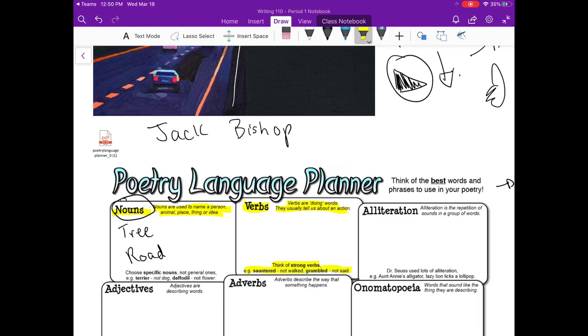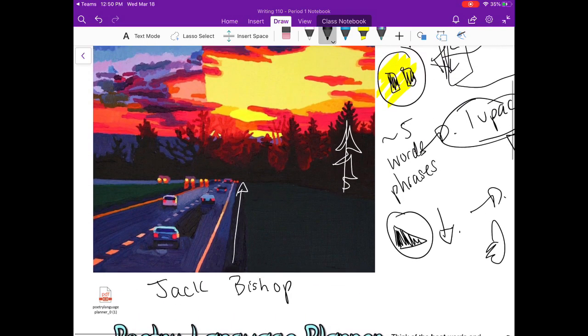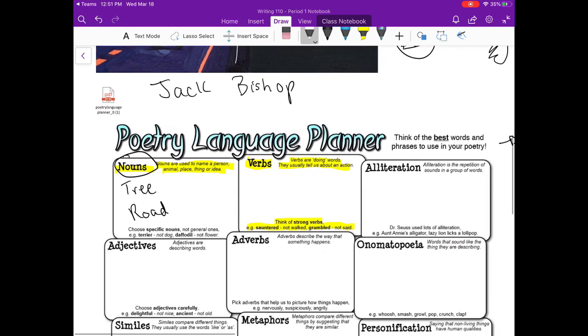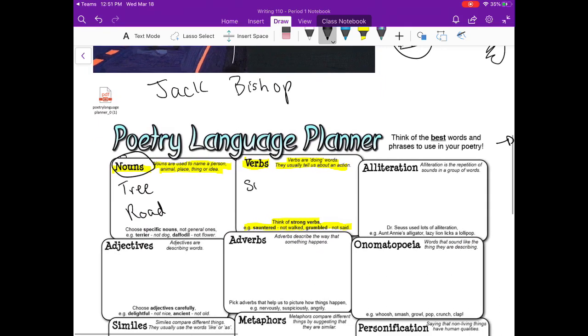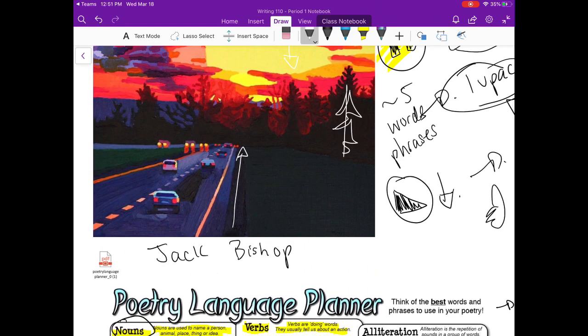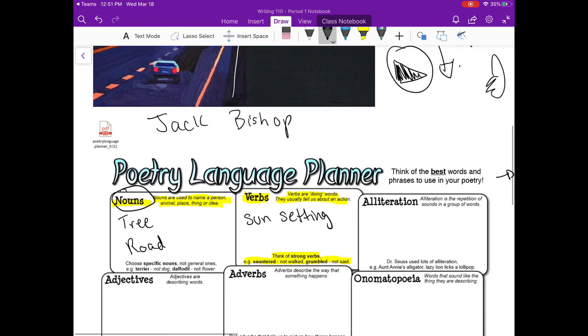So if I'm looking at the actions that are in this photo, a little trickier, but let's say right here we have a beautiful action. What is the sun doing? Well, the sun is... Okay, so sun is setting. I could say, ooh, I like this one. Darkness is falling.